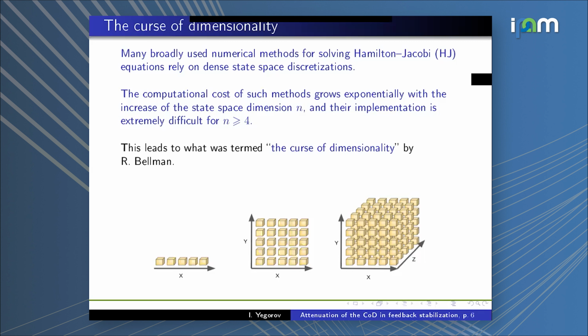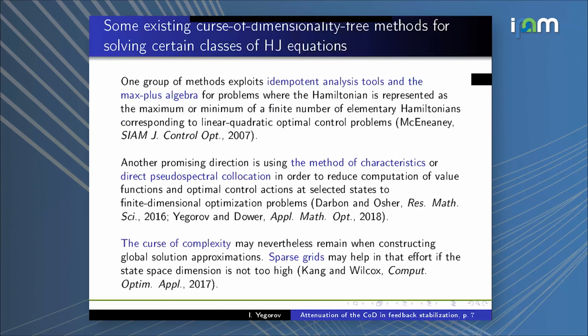So this issue was termed as the curse of dimensionality. And it's related to the fact that there are certain relations between the values of our function and the related differences at one node and also at neighboring nodes. And there are several directions of how the curse of dimensionality can in principle be overcome. So let me briefly mention the possible approaches for that. First, I have to mention Max Plus and idempotent analysis tools.